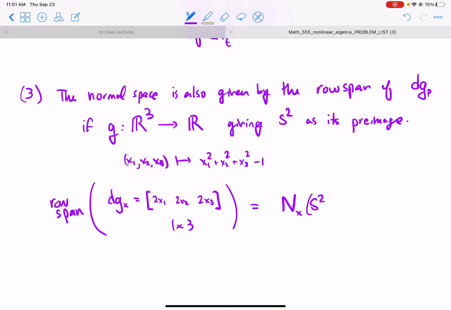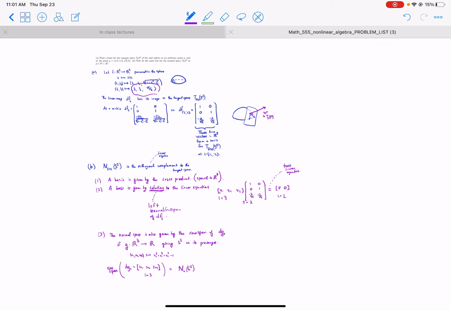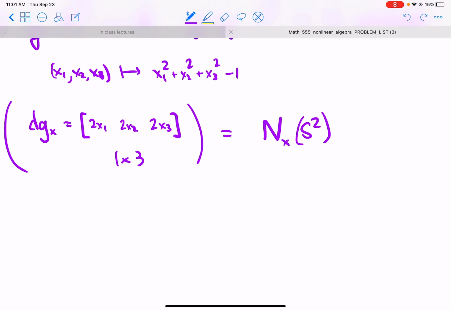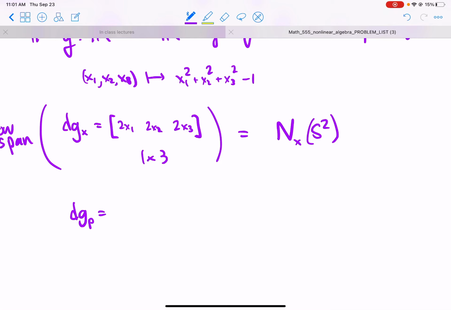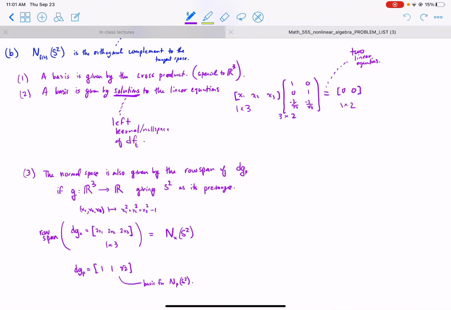N_x S2. x was the name I invented for a point in R3, but I could have called this p. P was given to us. P is 1/2, 1/2, root 2 over 2. So then dg at p is 1, 1, root 2. And so this is a basis for N_p of S2. And let's check that it solves this equation so that everything makes sense.